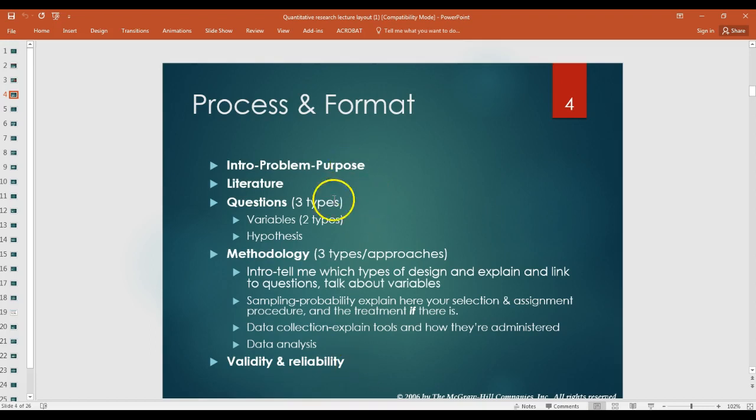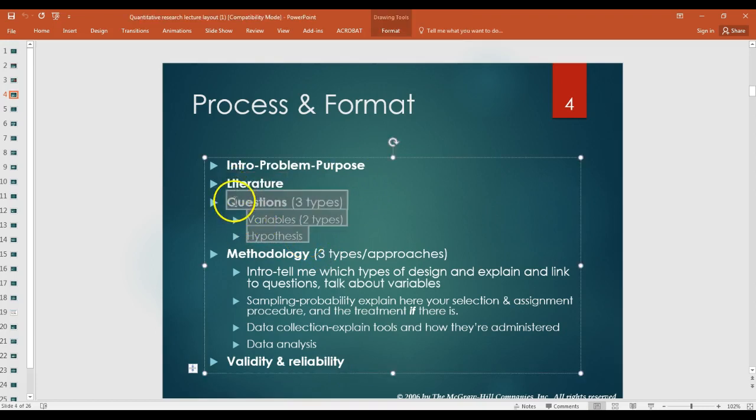So intro, questions, I probably need to switch that. Hang on with me. Questions come before the literature, and then literature research, and then methodology, and then validity and reliability or trustworthiness in qualitative research. So we agree on the same structure, right? But in quantitative research, there are slight differences that I'm going to explain to you right now.